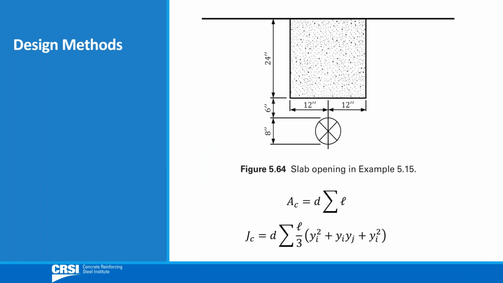Design methods not commonly found in other references are included in this design guide. For example, a general method to determine critical section properties for two-way shear design is included in the two-way slabs chapter. Shown here is an example for a square column with an adjacent slab opening.